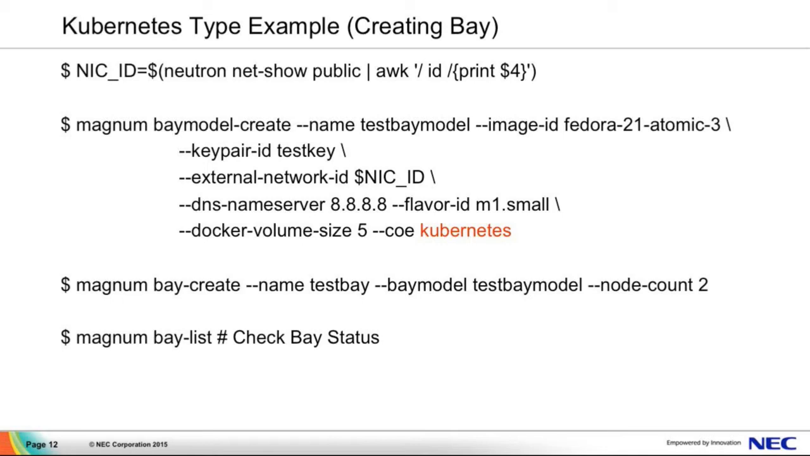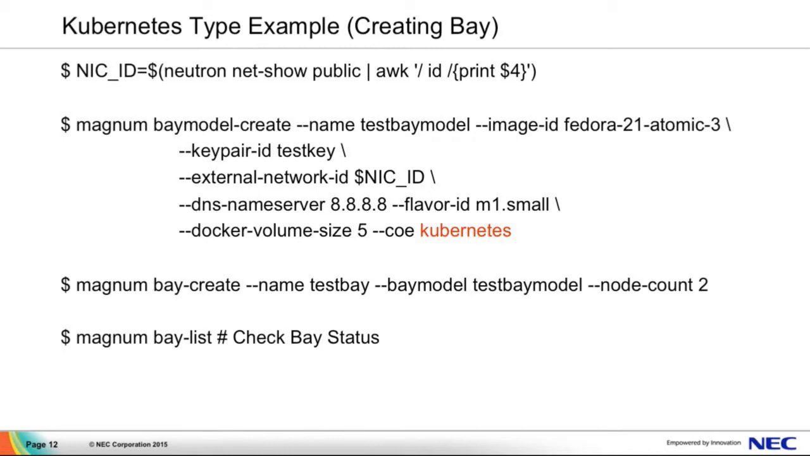Kubernetes type of Bay requires these parameters, which are image ID, keypair ID, external network ID, DNS name server, flavor ID, and Docker volume size, and finally type of Bay, the parameter COE. If you create a Bay model, you can create Bay using it. Node count suggests number of minions.